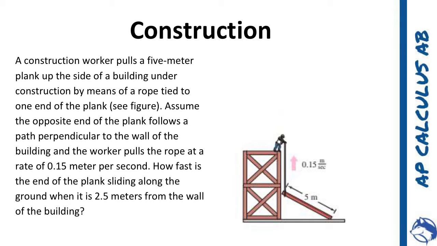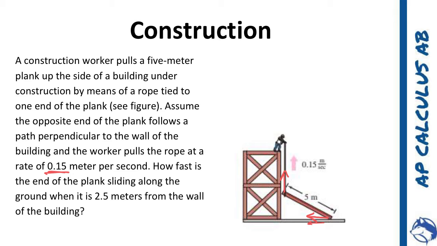Okay, we've got a problem about construction here, and the construction worker is pulling a 5-meter plank up the side of a building. So basically, as this is going up on the wall side, this is coming closer to the wall. So at this point, we are assuming that the opposite end is following this same path. And since he's pulling it at a rate of 0.15 meters, so that's in the upward direction, we want to know how fast the end of the plank is sliding along the ground, so going this way, when it is 2.5 meters from the wall of the building.